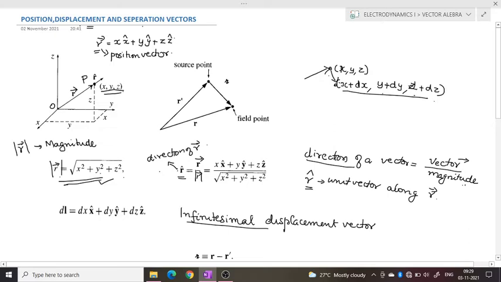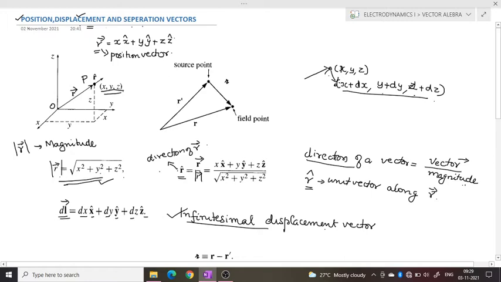So it is given by this relation dl. What is this dl vector? The dl vector is nothing but the infinitesimal displacement vector, which is equal to dx along the x direction, dy along the y direction, plus dz along the z direction. This is called the infinitesimal displacement vector. So we have found out what the position vector and the displacement vector, or infinitesimal displacement vector, are.